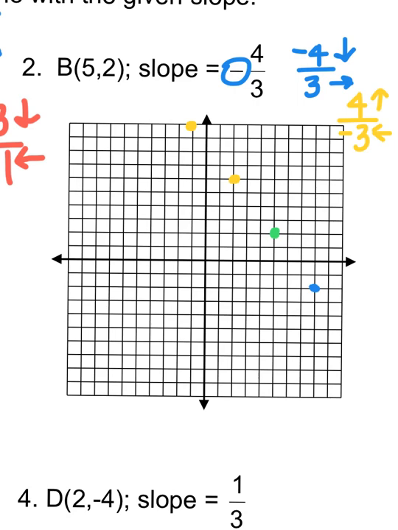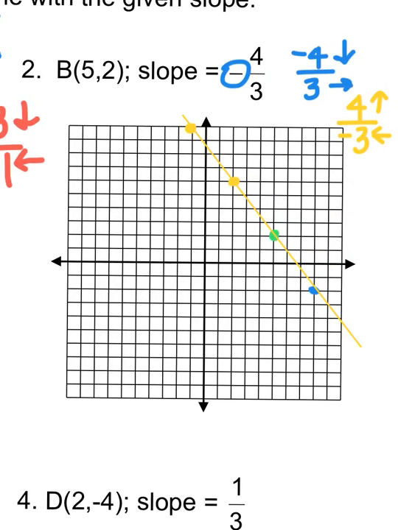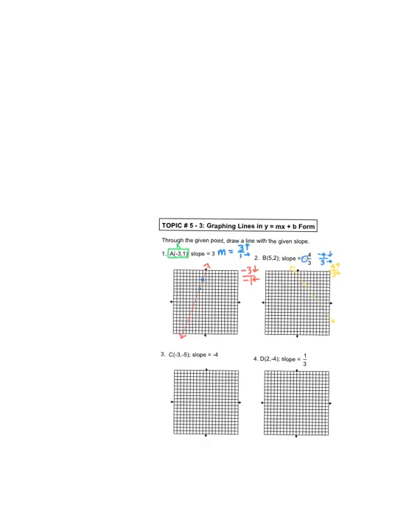Now grab your straight edge, go through the whole plane, have arrows at the end because it goes on forever and ever. Make sure it's very straight. Let's move on to number 3.